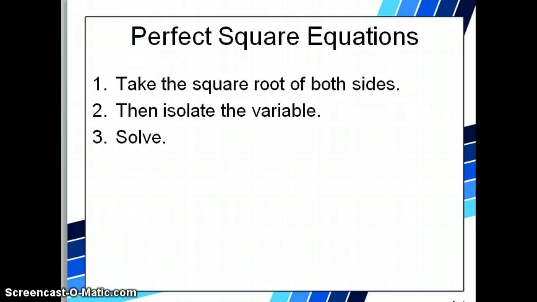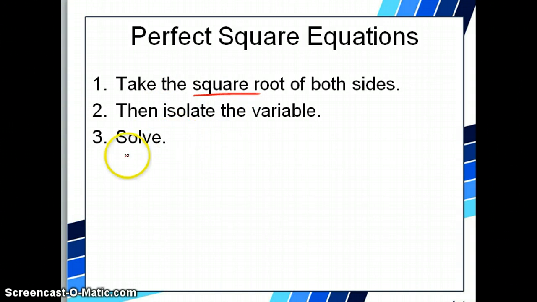The next type is where we actually want to take the square root first. So you will see in these types of examples that you probably have a parenthesis and the parenthesis is squared. When we can square root it, we are actually eliminating that parenthesis. This only works when you have a perfect square on the right-hand side. And I'll show you an example in just a second.